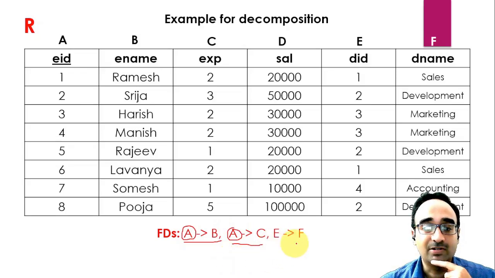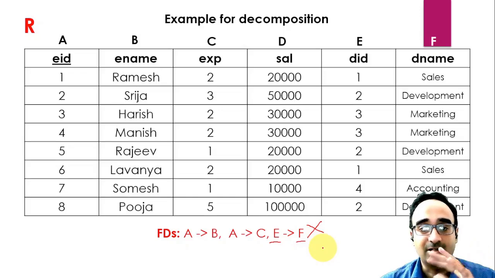Okay, what about this one? This FD does not satisfy third normal form. Why? Because the left hand side is not a super key, and the right hand side is also not a prime attribute. Okay, so this table is not in third normal form, and hence, because it is not in third normal form, it is not in BCNF also.